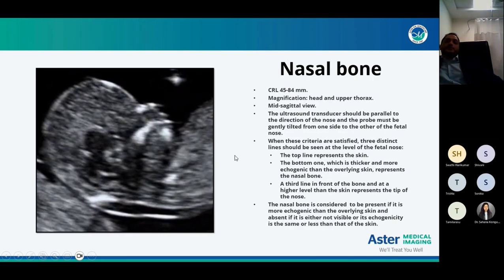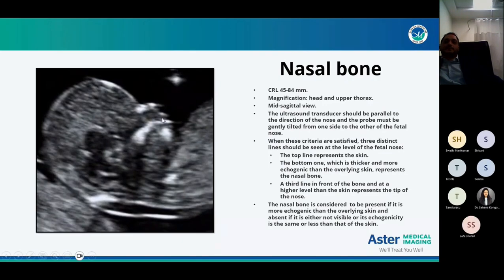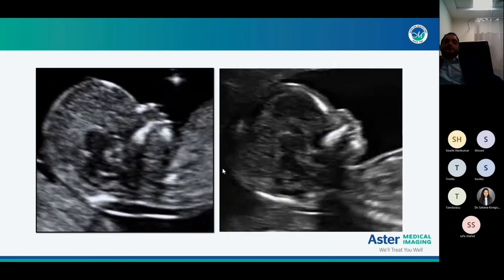Sometimes when we are doing an early anomaly scan around 11 weeks, you may not be able to see the nasal bone. So just wait for 1 week and do the follow-up. Most of the times you'll be able to see the nasal bone in such cases. Even at the follow-up, if you're not seeing it, then give it as absent nasal bone. Like this, you're seeing here the echogenic skin and all, but you're not seeing the underlying nasal bone. That is absent nasal bone.